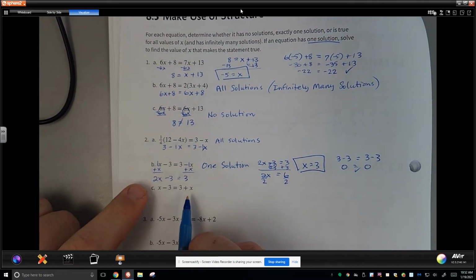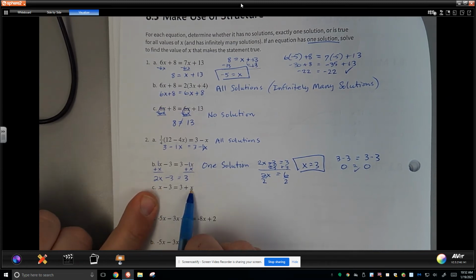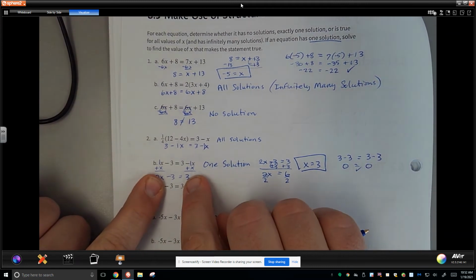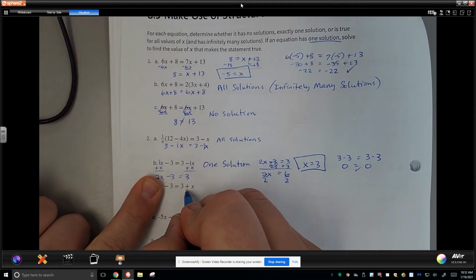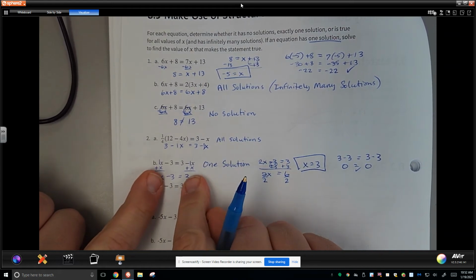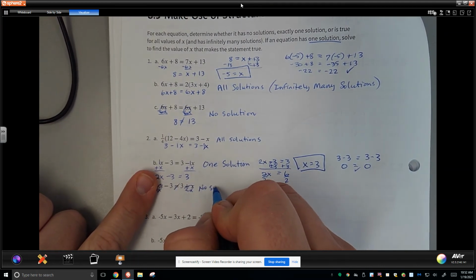Finally, on the very end, I see that x on the left, x on the right, these two values are equal to each other, positive x, but then I look at their constant value, and if I can eliminate that x, subtracting x from this side, subtracting x from this side, gone, gone, this makes a false statement. This is no solution.